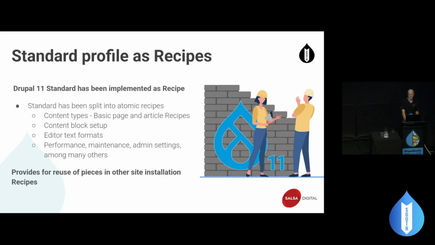Alrighty. So this brings us on to another point I quickly mentioned earlier: the Drupal 11 standard site installation profile has been implemented in recipes. The standard profile is being split into atomic recipes. There are recipes for content types, a basic page, and articles. There is the content block setup, editor text formats, all the performance, maintenance, admin settings, and modules enabling which you get through standard profile have all been broken out into functional recipes that you can now pick and choose and reuse in your site installation profiles, which is, in my opinion, kind of exciting.